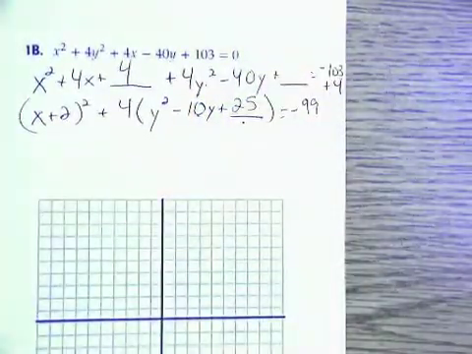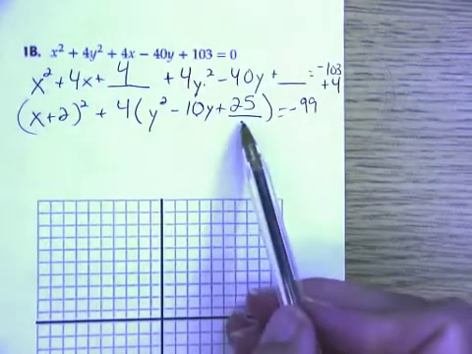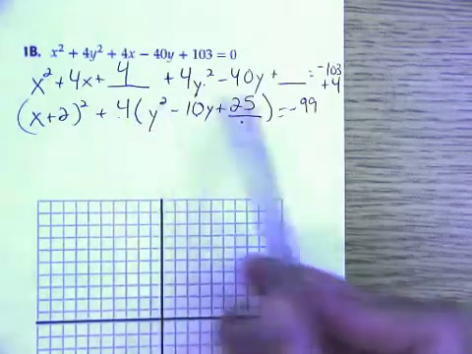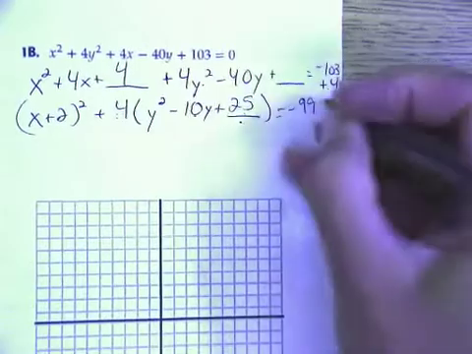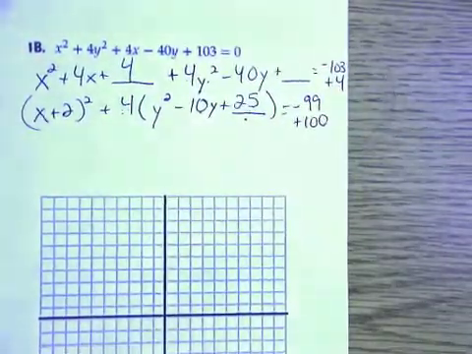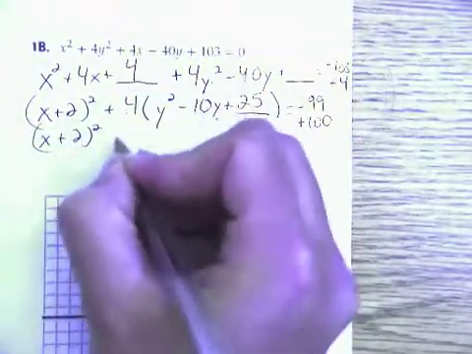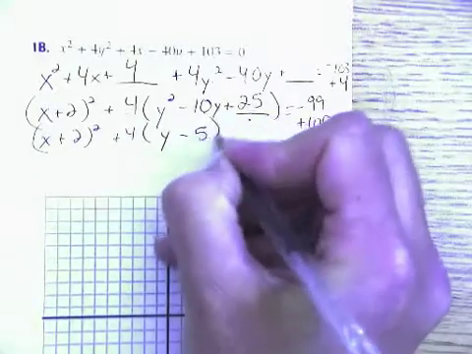So remember, you take this term, divide it by 2, and square it. So 10 divided by 2 is 5. 5 squared is 25. But whatever I do to one side of the equation, I better do to the other. Keep in mind, however, I did not actually add 25 to this side of the equation. I added 100 to this left side of the equation. So that means I better add 100 to the right-hand side of the equation.